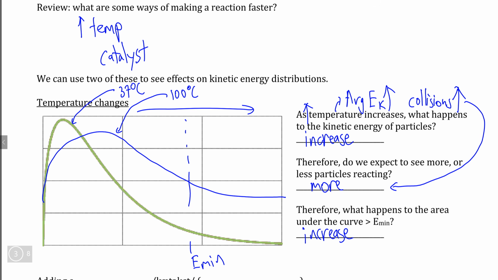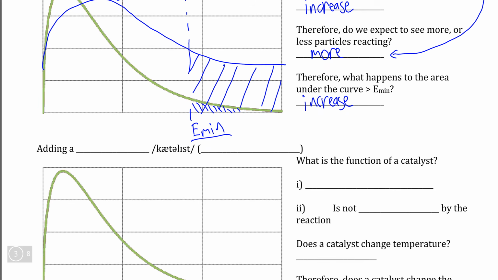If we look at the area under the curve that represents the temperature of 37 degrees Celsius, that's a relatively small number of particles that are able to react. But if we increase the temperature, now suddenly that's a lot greater a fraction of the particles that are now able to undergo a chemical reaction because they have enough energy to react.